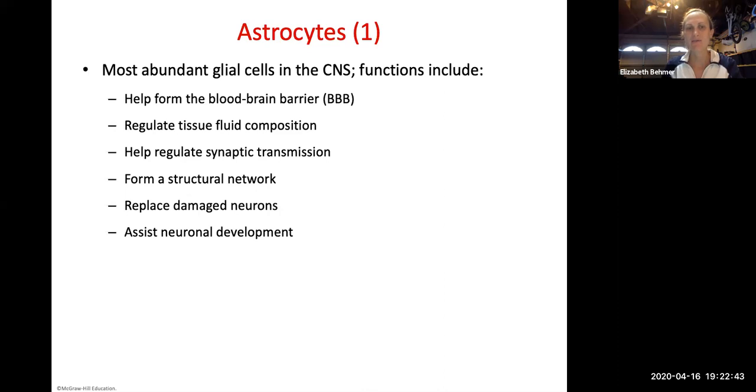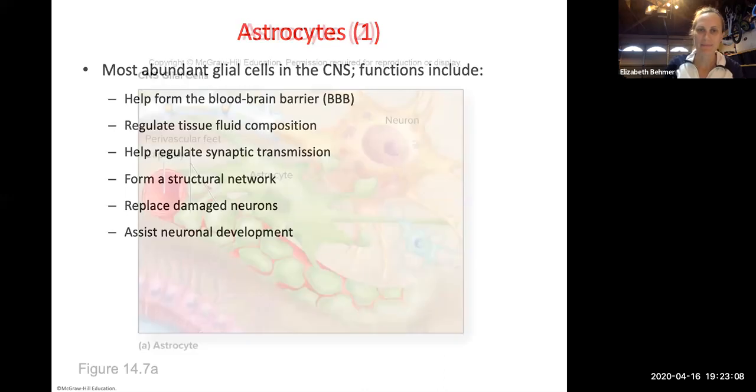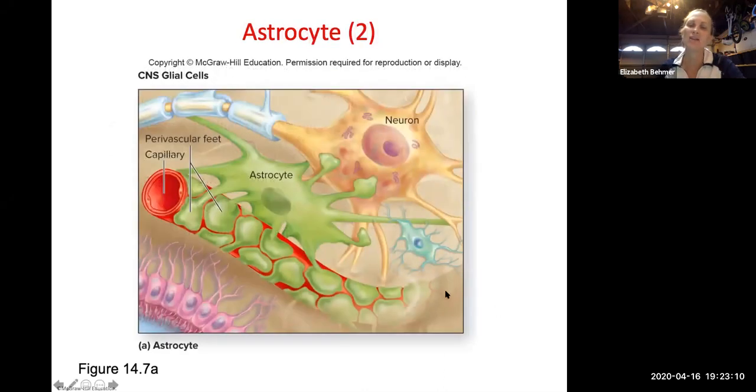They regulate tissue fluid composition. They help regulate synaptic transmission. That means the signal transduction between neurons. They form a structural network, they replace damaged neurons, and they assist neuronal development. So number 11, what glial cell helps to form the blood-brain barrier? This would be the astrocyte. So that's number 11.